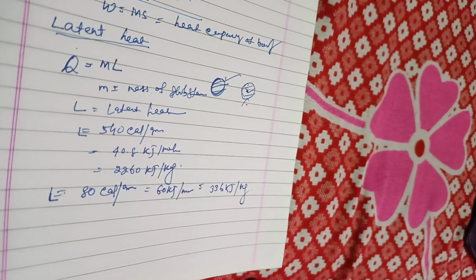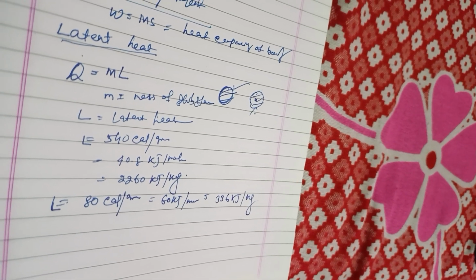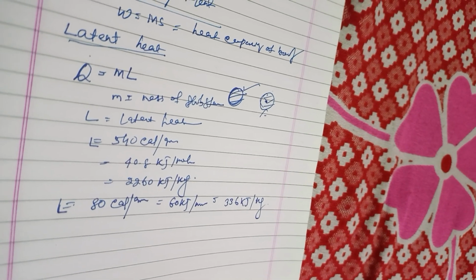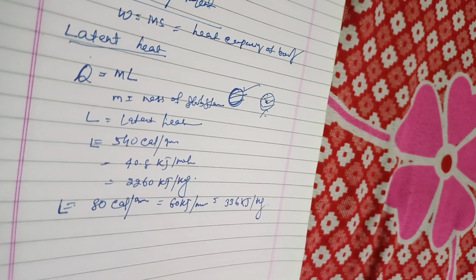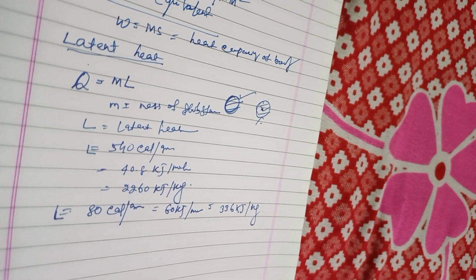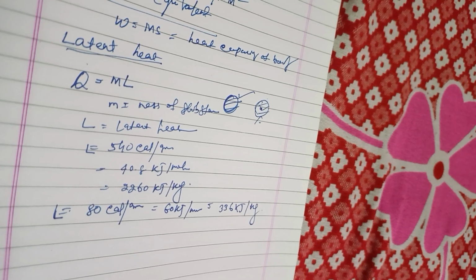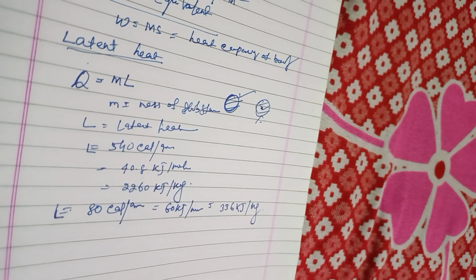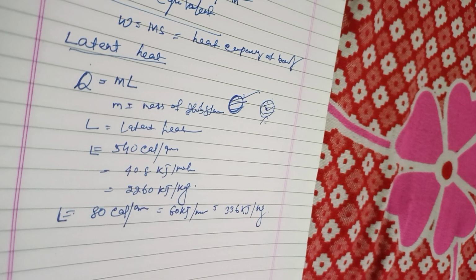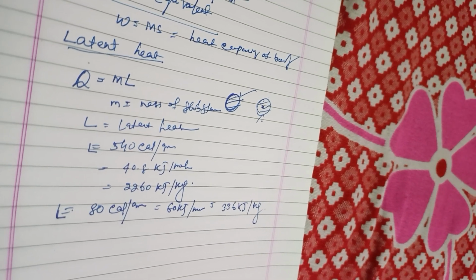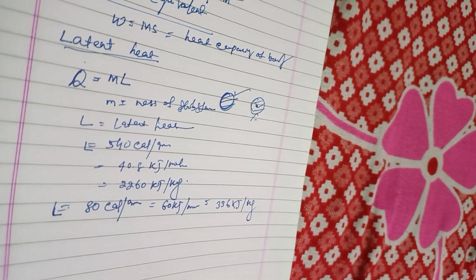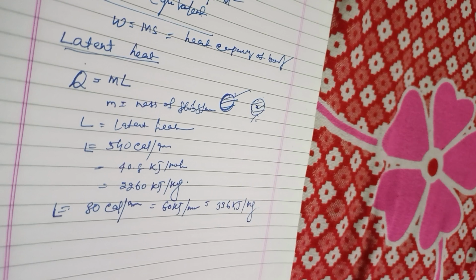It is more painful to get burnt by steam rather than by boiling water at 100 degrees centigrade. Steam gets converted to water at 100 degrees centigrade, and then it gives out 536 calories of heat. So it is clear that steam at 100 degrees centigrade has more heat than boiling water at 100 degrees.